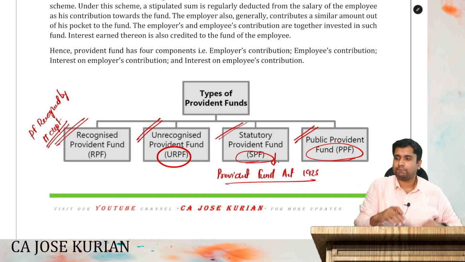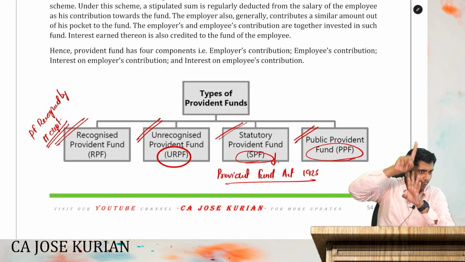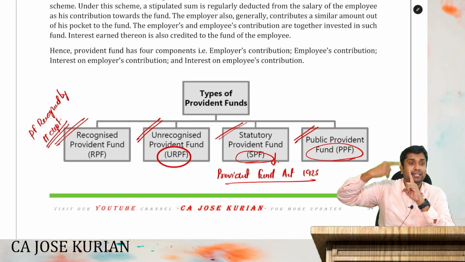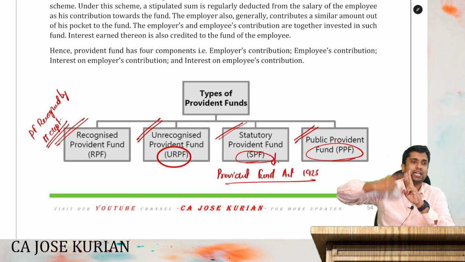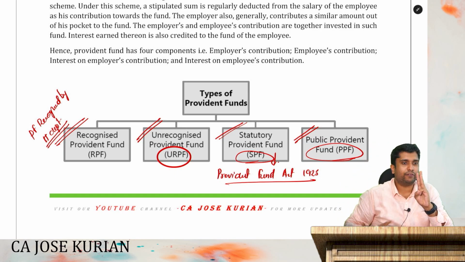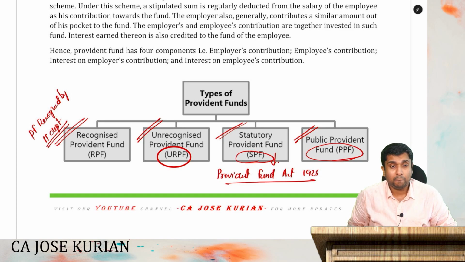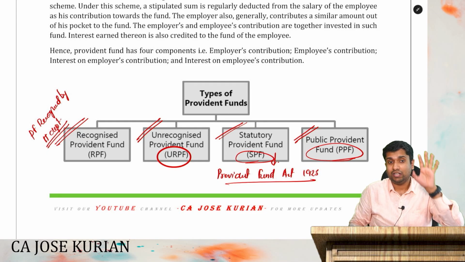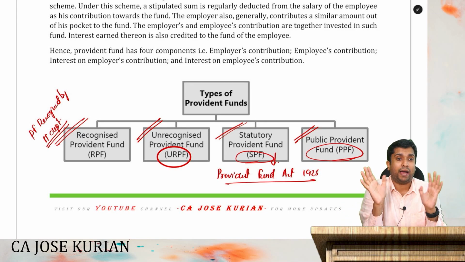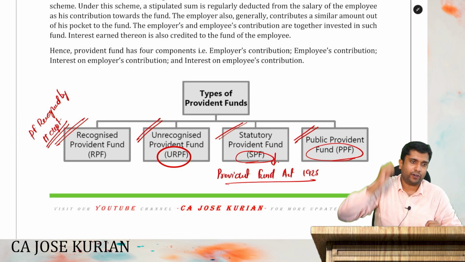So these are the 4 types of provident funds. Let's repeat which all are the types of provident funds. Number 1, recognized provident fund. It means what? A provident fund which is recognized by the IT department. Number 2, unrecognized provident fund, which is not recognized by the IT department. Number 3, statutory provident fund, a provident fund which is maintained according to the Provident Fund Act 1925. And finally, public provident fund. That simply means what? You can maintain a provident fund on your own with a nationalized bank. That is said to be public provident fund. So these are the 4 types of provident fund we have.